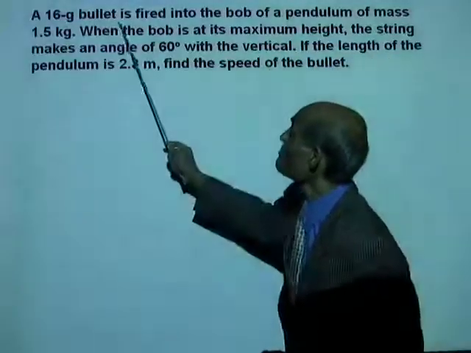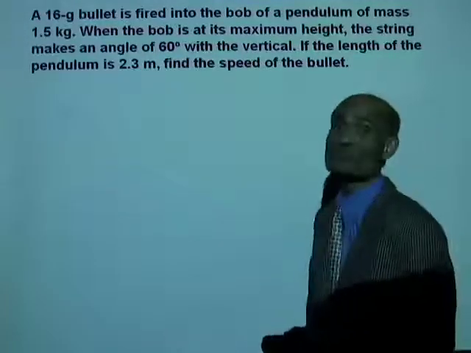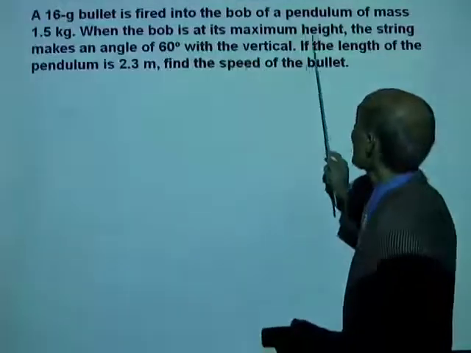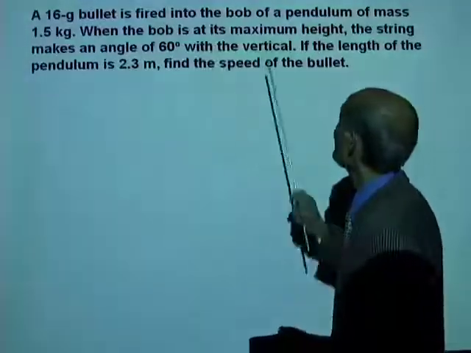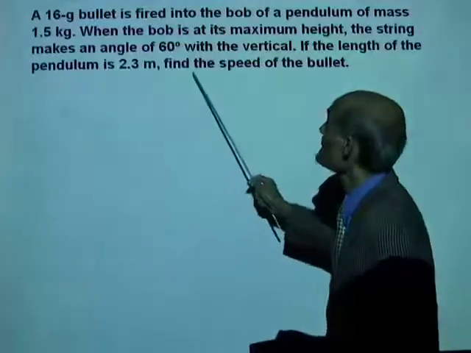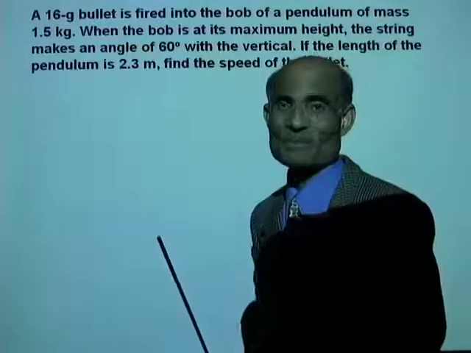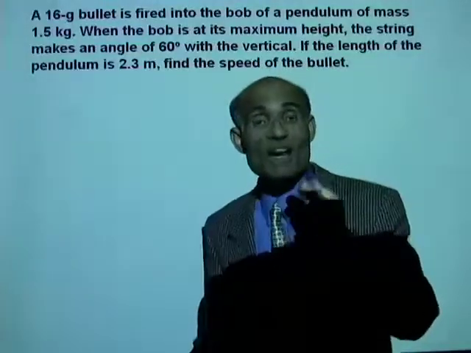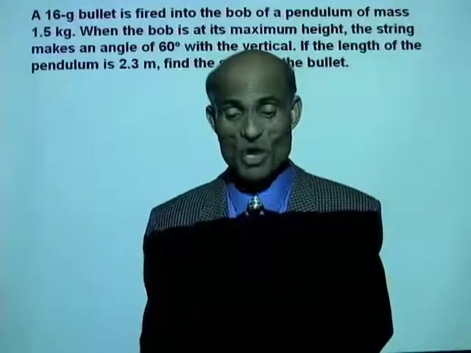A 16-gram bullet is fired into the bob of a pendulum of mass 1.5 kilogram. When the bob is at its maximum height, the string makes an angle 60 degrees with the vertical. If the length of the pendulum is 2.3 meter, find the speed of the bullet. Well, here we can actually use the conservation of energy and conservation of momentum, and that is the way we're going to solve this problem.